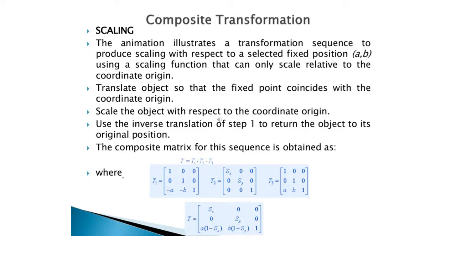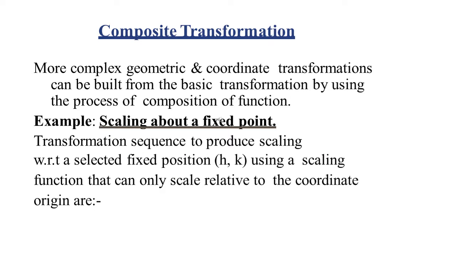The composite matrix for the sequences obtained is T, where T1, T2 and T3 are the three matrices given there. After solving this matrix, T is equal to S1 0 0 0 S2 and A in bracket 1 minus.